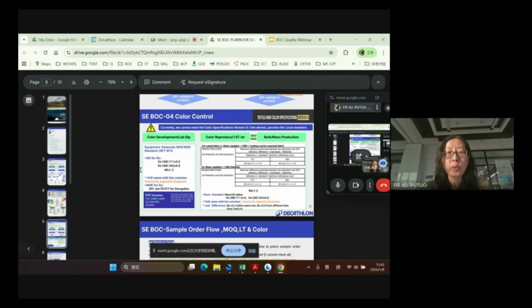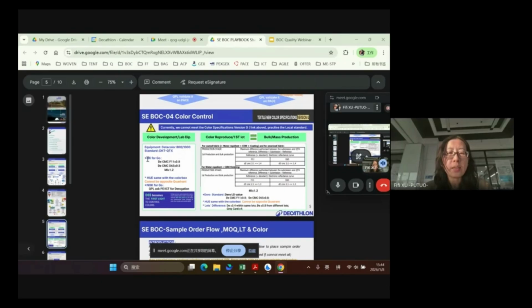Now I have 3 tips to remind us to make the right decision. First, use the right equipment. For Decathlon, we suggest using the Datacolor 800 or 1000 or Super Plus. Second, use the right method. Make sure you have the right machine and then get training from the color company, or from the lab colleague. Third, use the right standard. We use the DKT QTX as the standard. It is uniform for both woven and knit, for both component and finished goods, so it can avoid the difference.